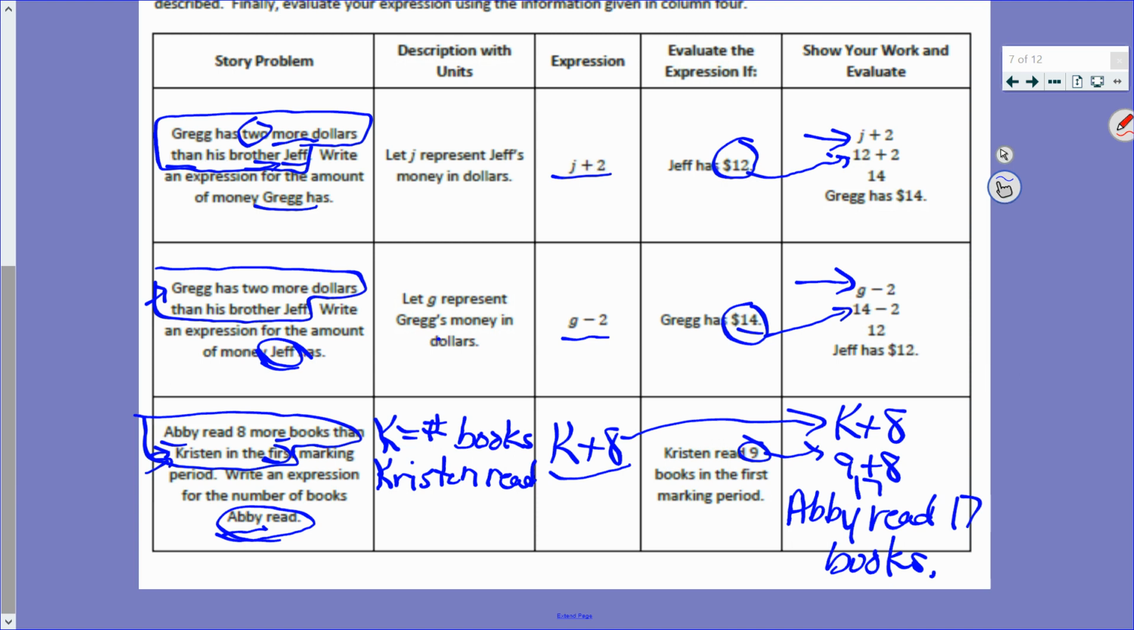Then they actually tell me, okay, Kristen actually read 9. They give me that information. So once they've given me that information, now instead of saying whatever number she read, I say, oh, well, she read 9. So I put the 9 in for the K, and now I can find out that Abby read 17 books. Does that make sense? Yep. Okay, let's do one more together before I set you guys loose.